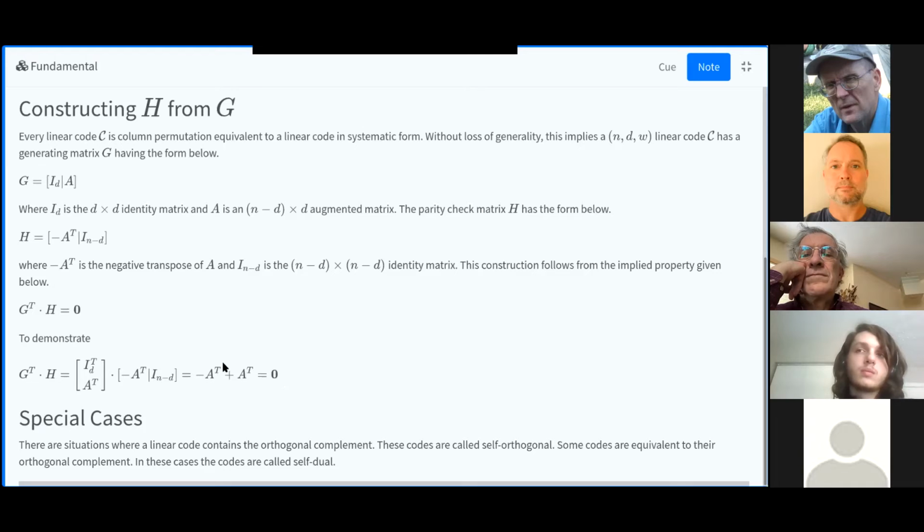Now, there are situations where a linear code contains the orthogonal complement. We say that those are self-orthogonal codes, and there are actually cases where the codes are equal to their orthogonal complement, and we say those are self-dual, and these are going to be the focus of the talk.